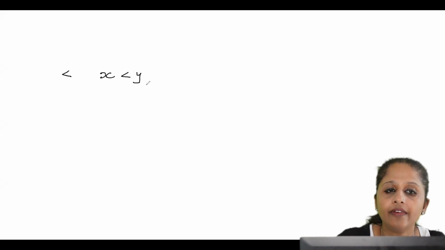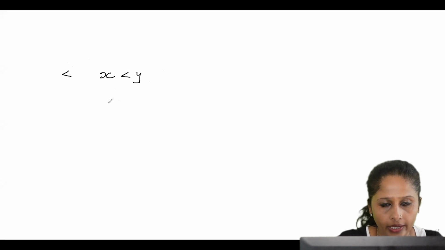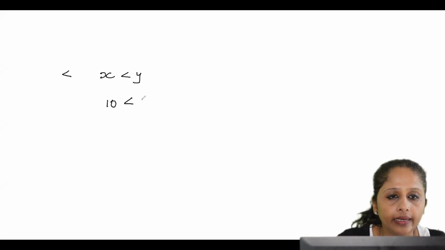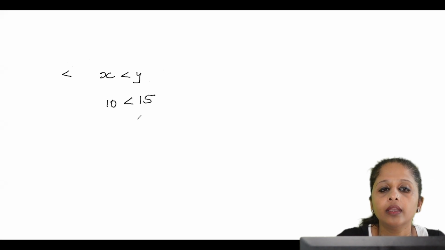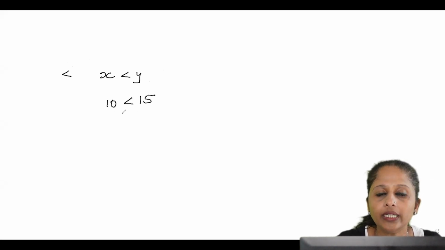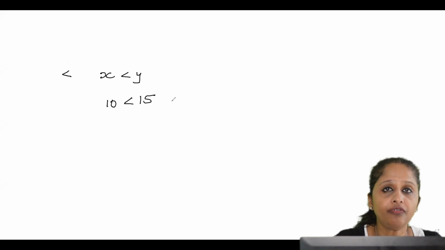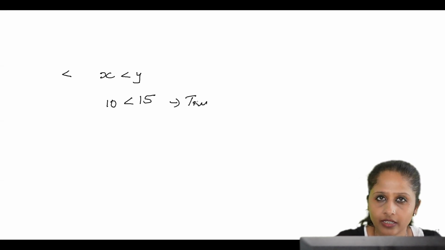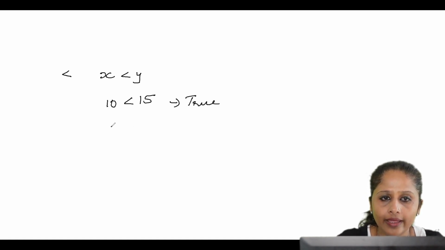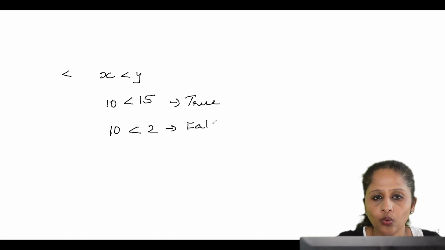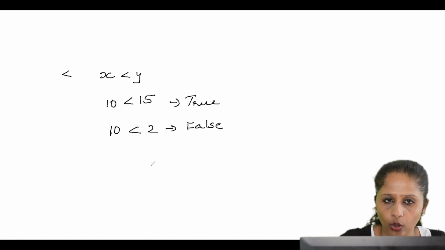So first one, less than, that is like x less than y. This is checking whether the value of x is less than y or not. For example, 10 less than 15. It is checking whether 10 is less than 15. If it is satisfied, it returns true, otherwise it returns false. Then if we check 10 less than 2, it returns false. So this is true and this is false. It is checking whether it is less than or not.